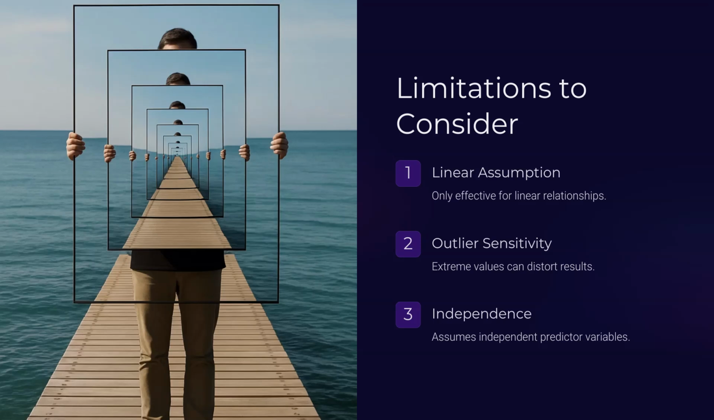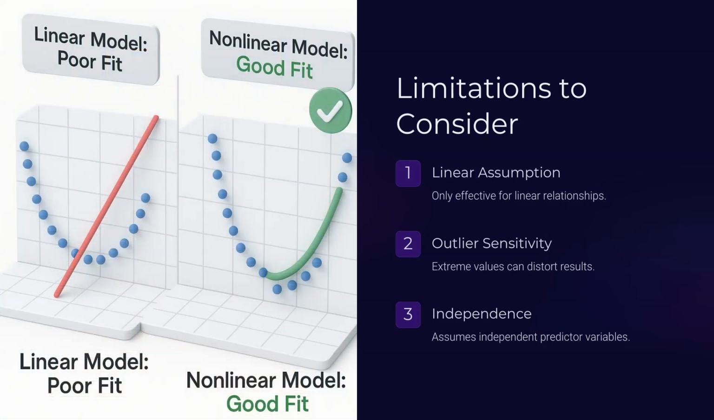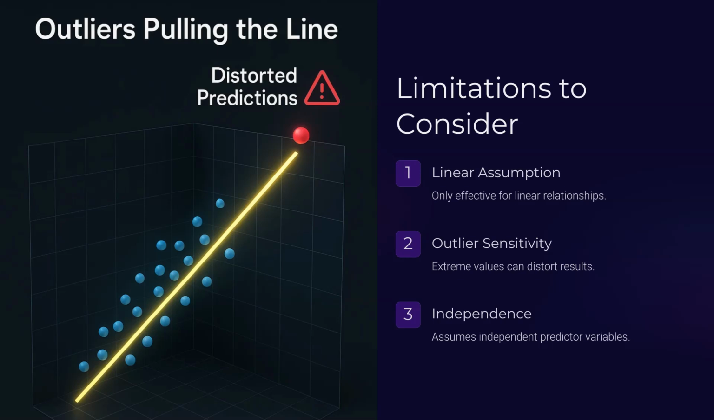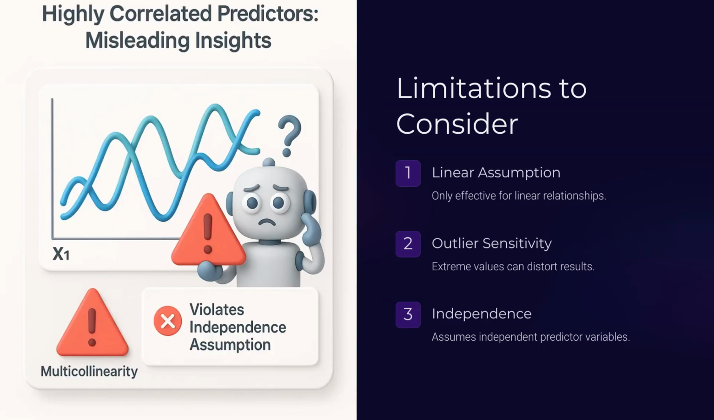Before trusting your model results, it's important to keep a few limitations in mind. First, most models assume a linear relationship between variables, so they may not perform well on nonlinear data. Second, they can be sensitive to outliers. Just a few extreme values might distort your results. And finally, many models expect predictor variables to be independent. If they're not, your insights could be misleading.